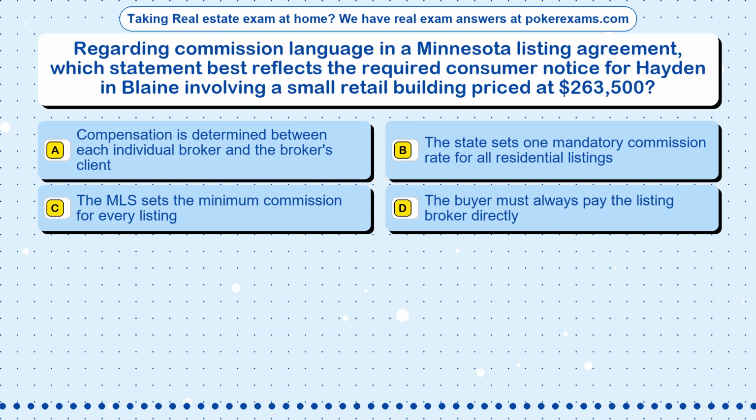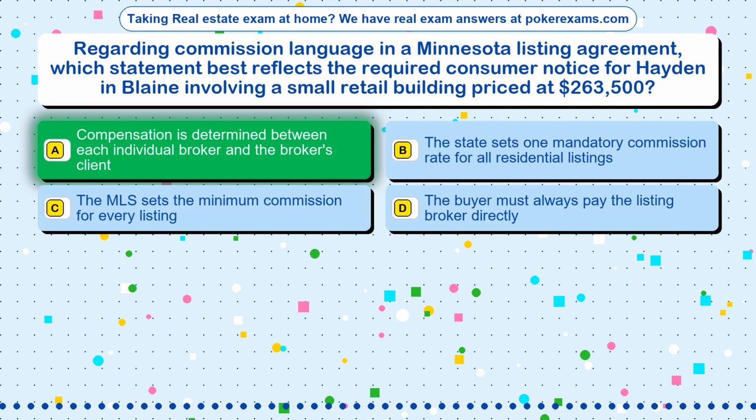Question 9. Regarding commission language in a Minnesota listing agreement, which statement best reflects the required consumer notice for Hayden and Blaine involving a small retail building priced at $263,500? Option A. Compensation is determined between each individual broker and the broker's client. Option B. The state sets one mandatory commission rate for all residential listings. Option C. The MLS sets the minimum commission for every listing. Option D. The buyer must always pay the listing broker directly.